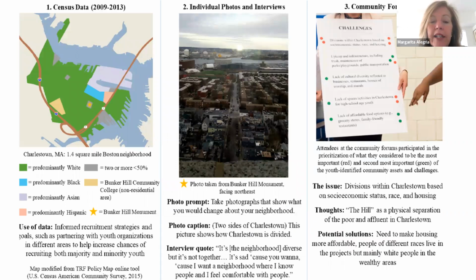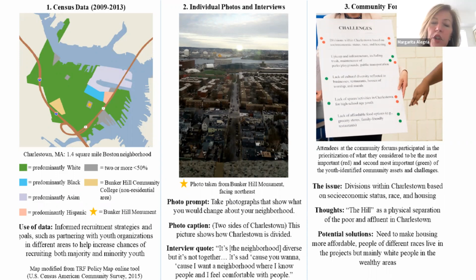This is how we triangulated the information. You can see here, this is Charlestown, the one that I presented before. And you can see how they use color for the different neighborhoods in Charlestown, for which one the green was predominantly white, the blue was predominantly Black, the grayish was predominantly Asian, and so forth. And then you can see they took a picture from upstairs in the Bunker Hill Monument, showing the different sites, but then talking in the photo caption, it's a neighborhood, diverse, but it's not together. It's sad because I want a neighborhood where I know people and I feel comfortable with people.